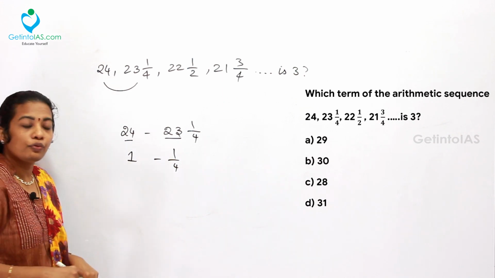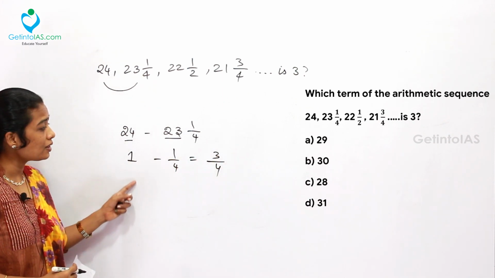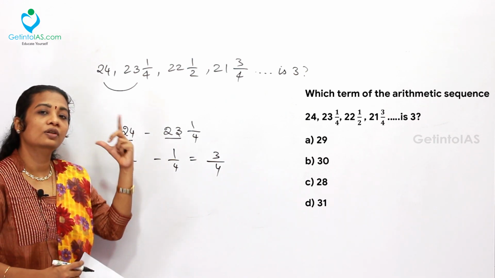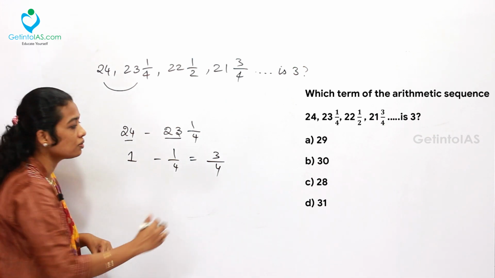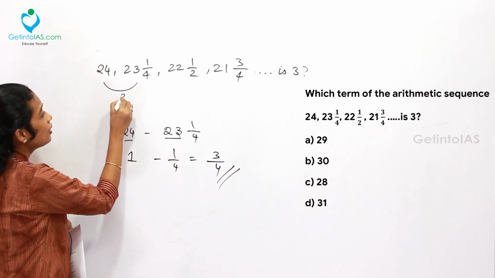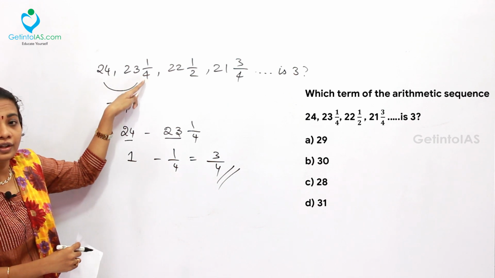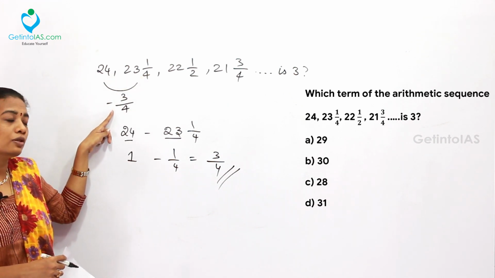What is 1 minus 1 by 4? It is going to be 3 by 4. So 1 minus 5 by 7 is going to be 2 by 7. Like that, we have learned so many tricks in that previous video lecture on decimal fractions. So here 1 minus 1 by 4 is 3 by 4. That's all. So the common difference is 3 by 4 with a minus sign, because from 24 to 23 1 by 4 the series is reducing. So don't forget to put the negative symbol.